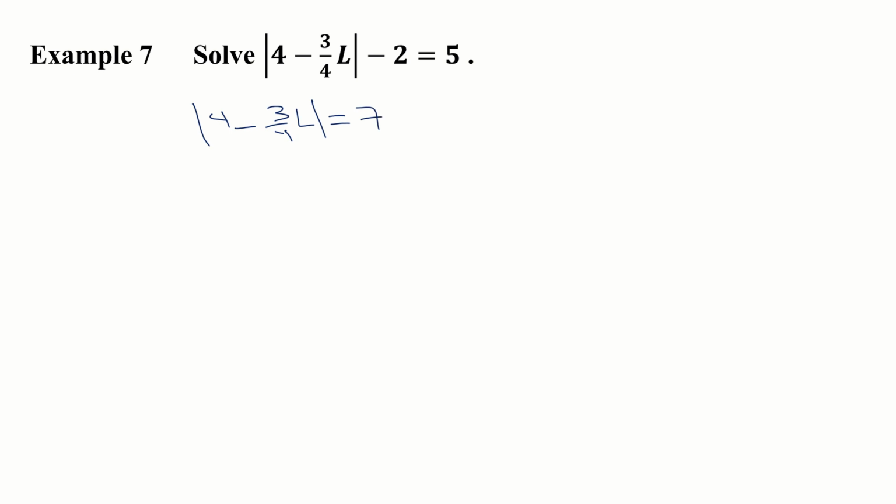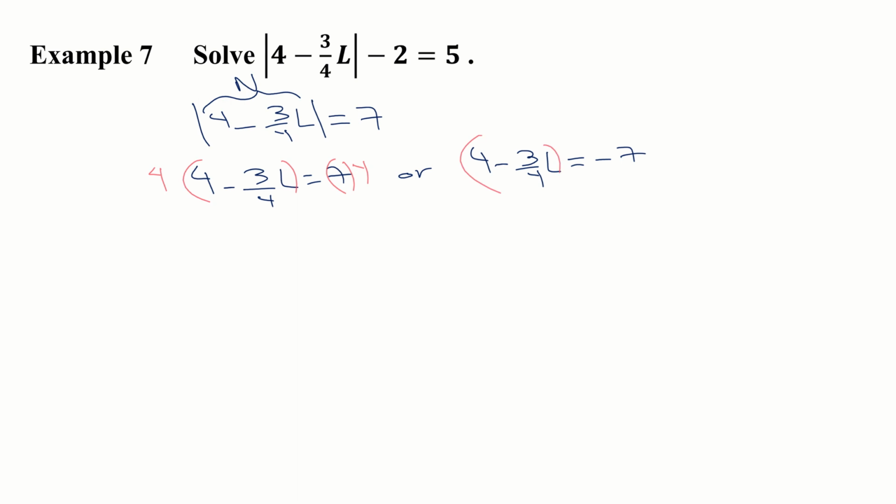The absolute value of some number or expression is 7, so that expression can only be one of two things, right? You guessed it, either 7 or 4 minus 3/4 L can be -7, right? We'll go ahead and quickly solve this by multiplying both sides by 4, and we'll do that on both equations.